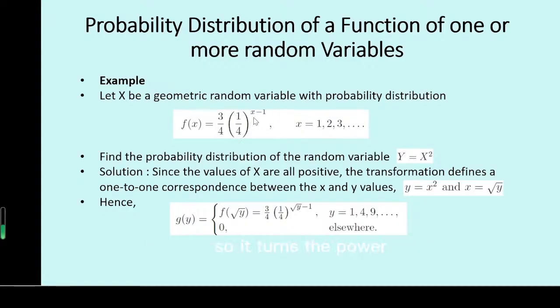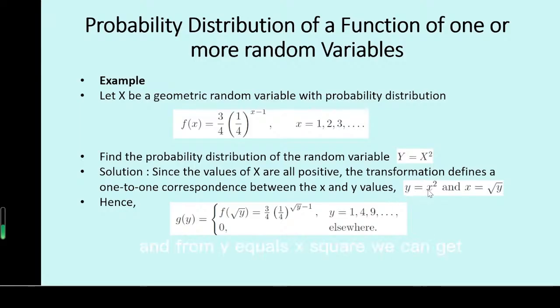So we raise 1/4 to the power x minus 1. This is the failure probability. This is the success rate. And the question is to find the probability distribution of the random variable Y, which is X squared. So the solution is, since the values of x are all positive, the transformation defines a one-to-one correspondence between the x and the y values. So one x has one y, right? Both are positive.